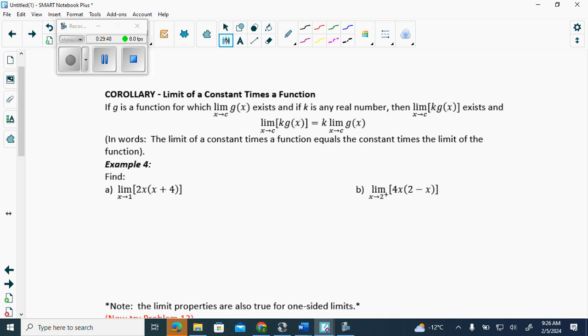What you guys will do is you're not going to be like, oh, the corollary says I can take the 2 out. You're going to say, if I plug in 1, is it going to cause me a problem? No. So you're just going to plug in 1. So the moment we plug in 1, the limit goes away. So I'm going to get 2 times 1, and then 1 plus 4. So I'm going to get 2 times what? 5, and I get 10.